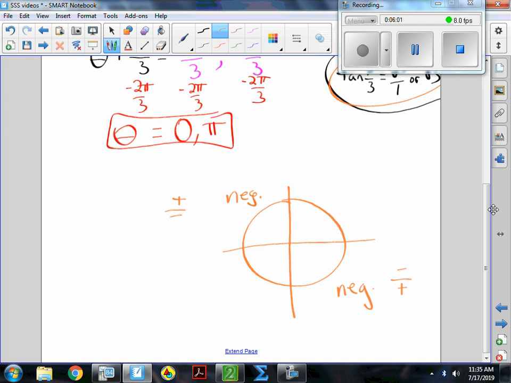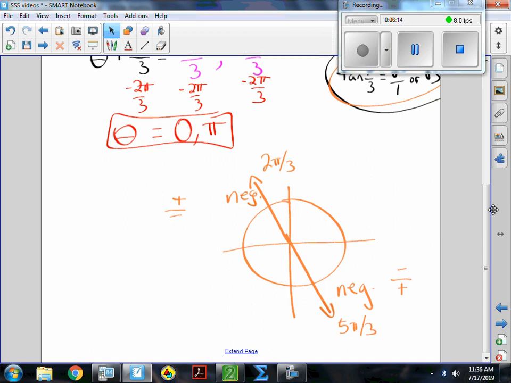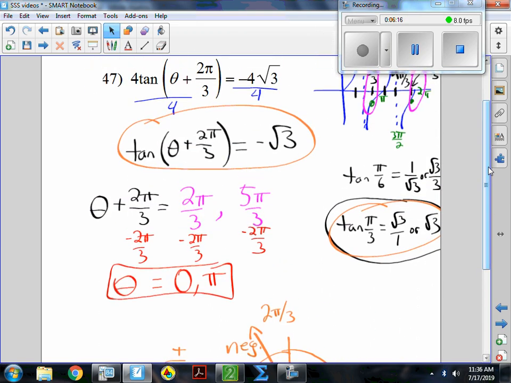So I know I'm looking at a pi over 3 angle here. So that's 2 pi over 3. I'm looking at a pi over 3 reference angle in quadrant 4, which is 5 pi over 3. So then I use those in my equation. That's what I did here in pink and black. And then I subtracted 2 pi over 3 in red to finish out that equation.